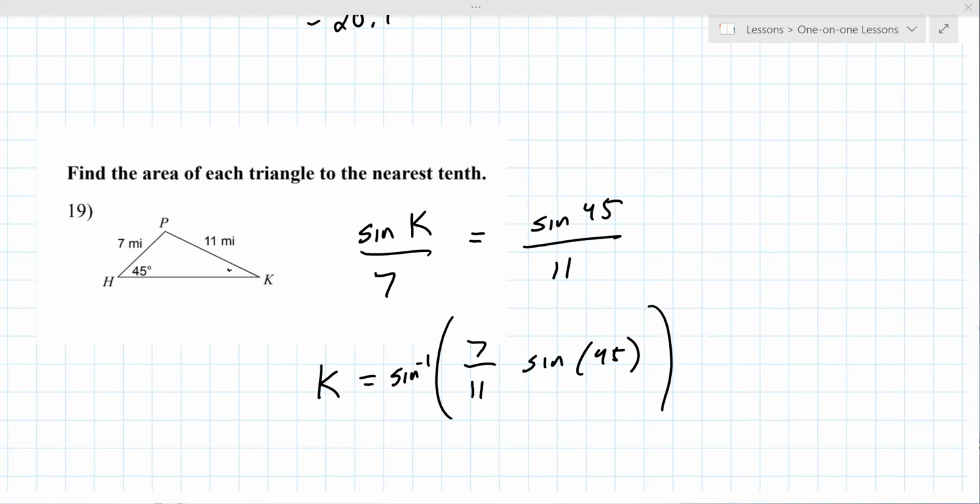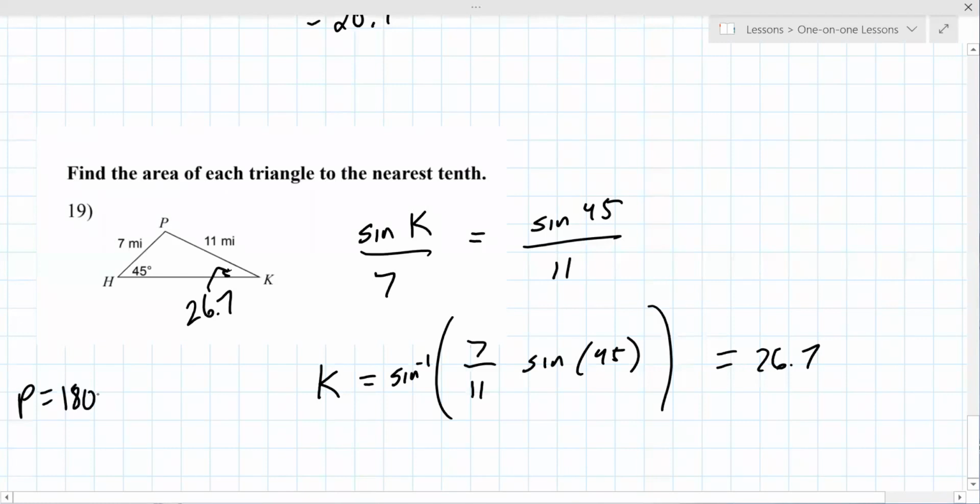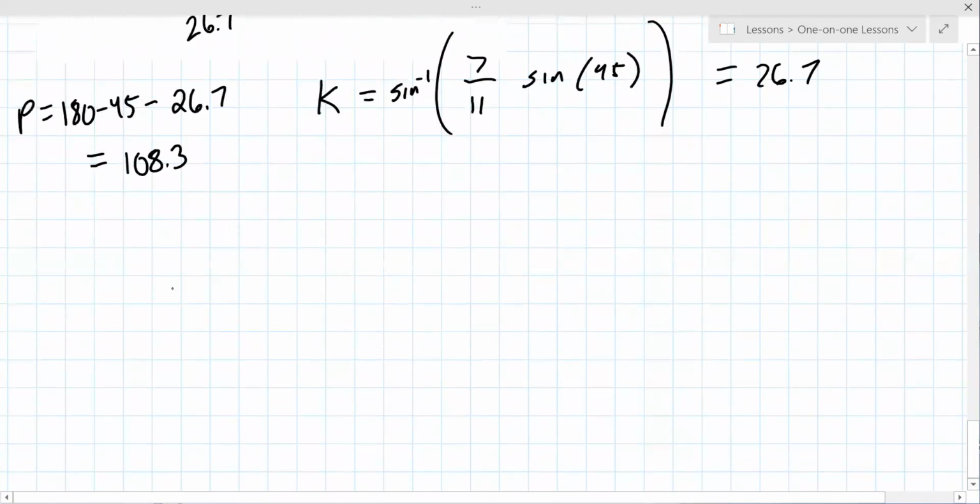26.74. All right, so 26.7. So now I want you to find angle P. You've got two of the three angles. So P is equal to 180 minus 45 minus 26.7. What is angle P equal to? I got 108.3. Say that one more time. 108.3. Okay.